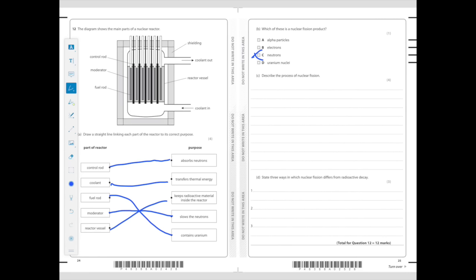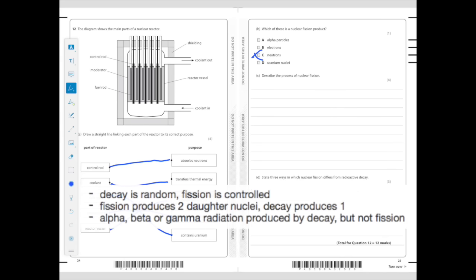State 3 ways in which nuclear fission differs from radioactive decay. So remember, nuclear fission is a human artificial process, whereas radioactive decay occurs naturally. So start by saying that decay is a random process which occurs naturally, whereas fission is not random. It's due to humans firing neutrons at uranium-235.